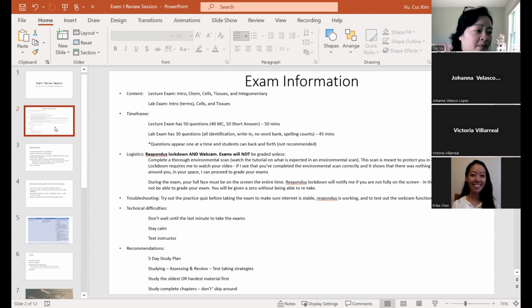Okay. So sometimes students ask me, okay, which one are you going to focus on? None. You know, we try to divide equally amongst the chapters. So that means there's 10 on intro, 10 on chem, 10 on cells, 10 on tissue, 10 on integumentary. So that means that you really want to study all 5 chapters equally. Okay. So that's for the lecture.